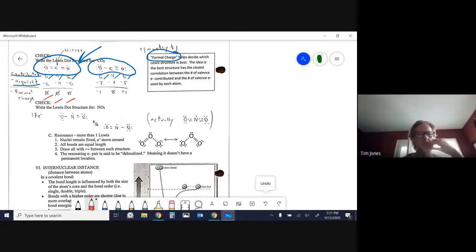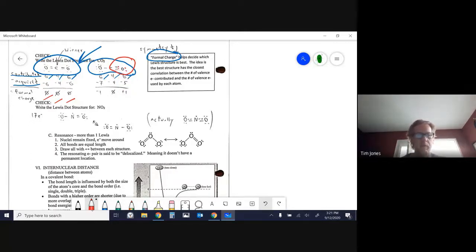Looking at the right oxygen, it has 2 electrons that belong to it, 1, 2, and then the rest of the electrons come from the triple bond, so it only gets half of that. So of the 6 electrons in the triple bond, it only gets 1, 2, 3. And so that's a total of 5. That's why I've got a minus 5. When you subtract that from 6, you get a plus 1.